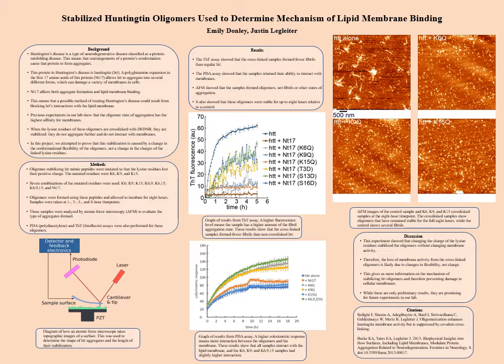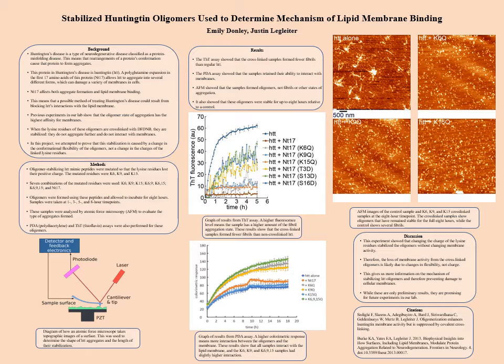Previous data from our lab has shown that the oligomer state of aggregation has the highest affinity for membranes. When the lysine residues in these oligomers are cross-linked with difluorodinitrobenzene, or DF-DNB, they are stabilized. They do not further aggregate into fibrils and do not interact with membranes. In our current project, we attempted to prove that this stabilization was caused by a change in the flexibility of the oligomer's conformation, not a change in the charge of the linked lysine residues.